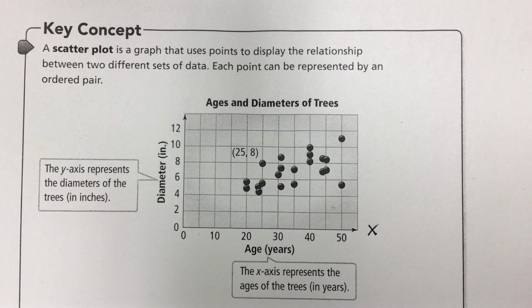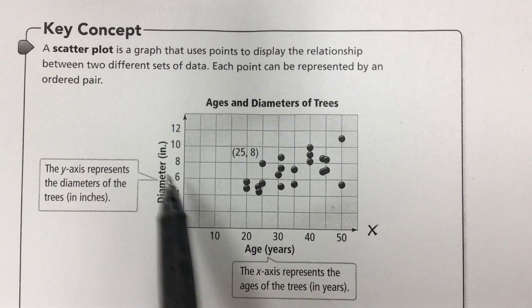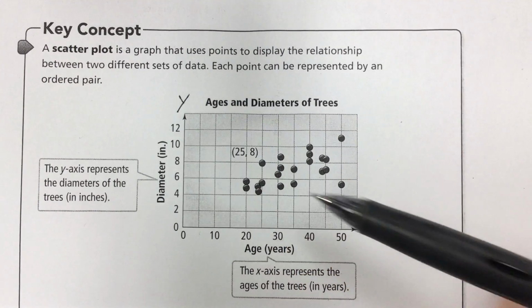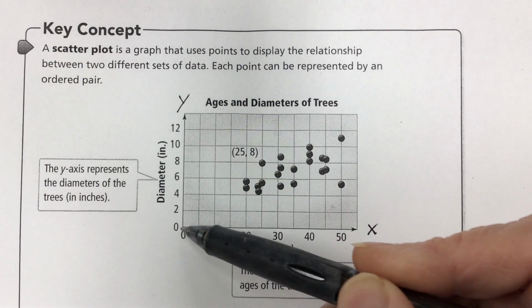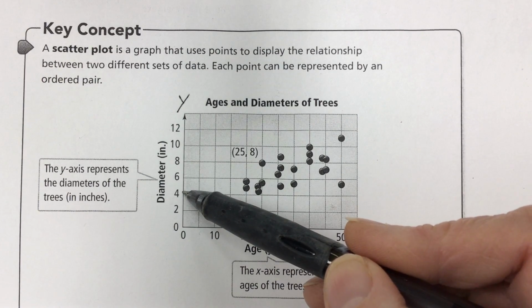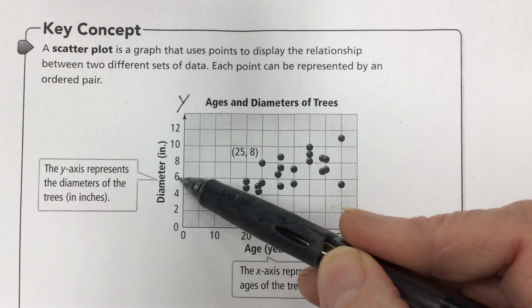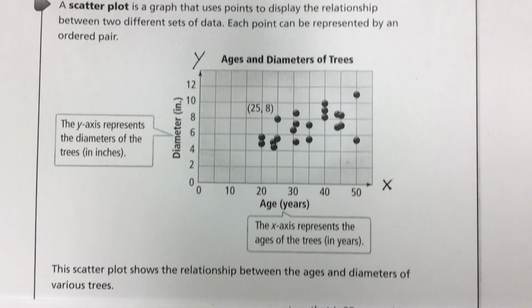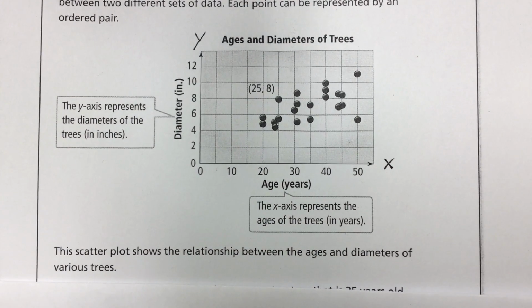The y-axis represents the diameter of the trees in inches. Every little mark is representing 2: 0, 2, 4, 6, 8, 10, 12. The scatter plot shows the relationship between the ages and the diameters of various trees.